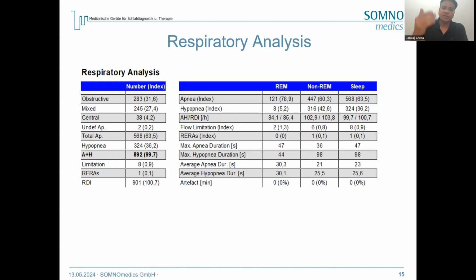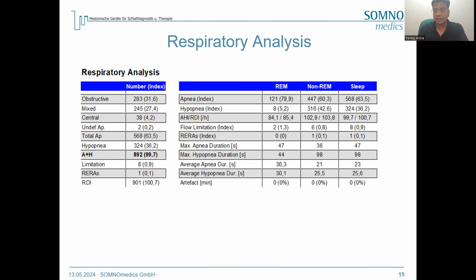So at least it will be counted in the total apnea hypopnea, and then we will be able to come to know the exact apnea hypopnea index or respiratory disturbance index. The report will also give you whether it's happening during REM stage or non-REM stage.